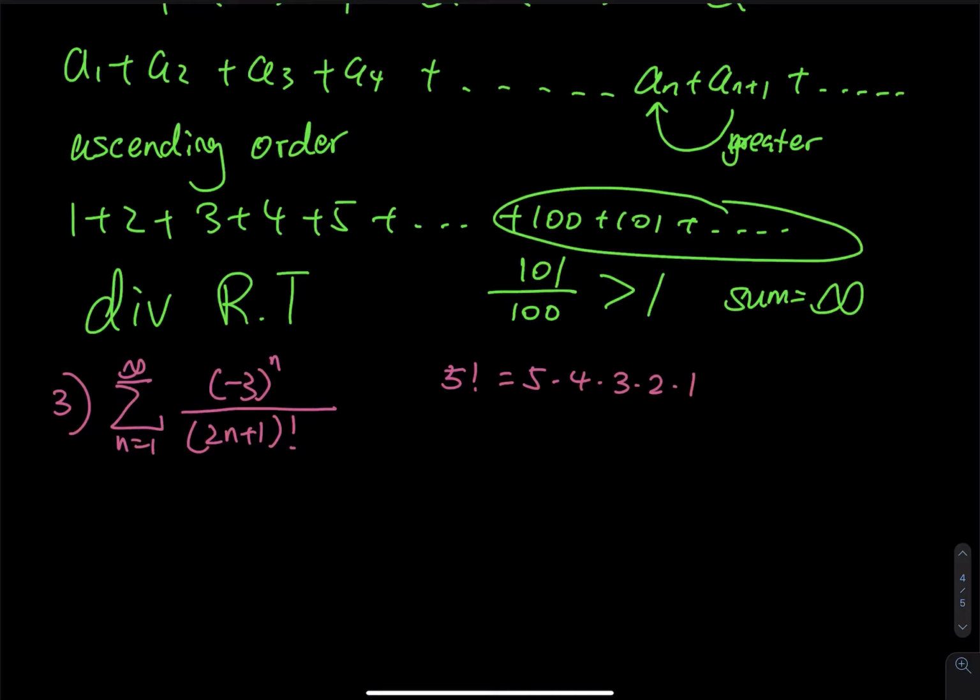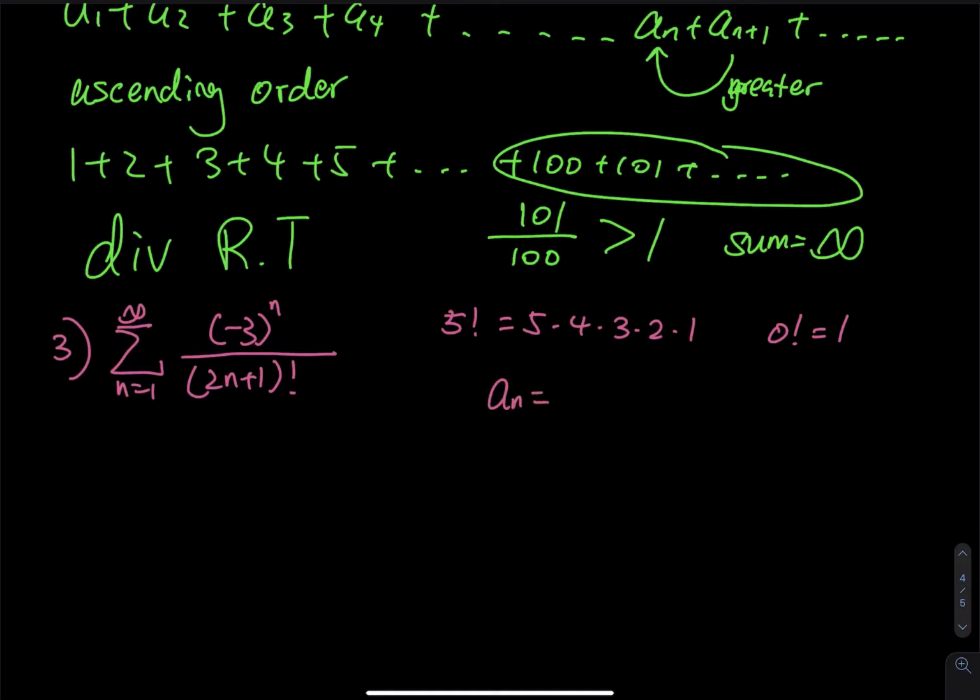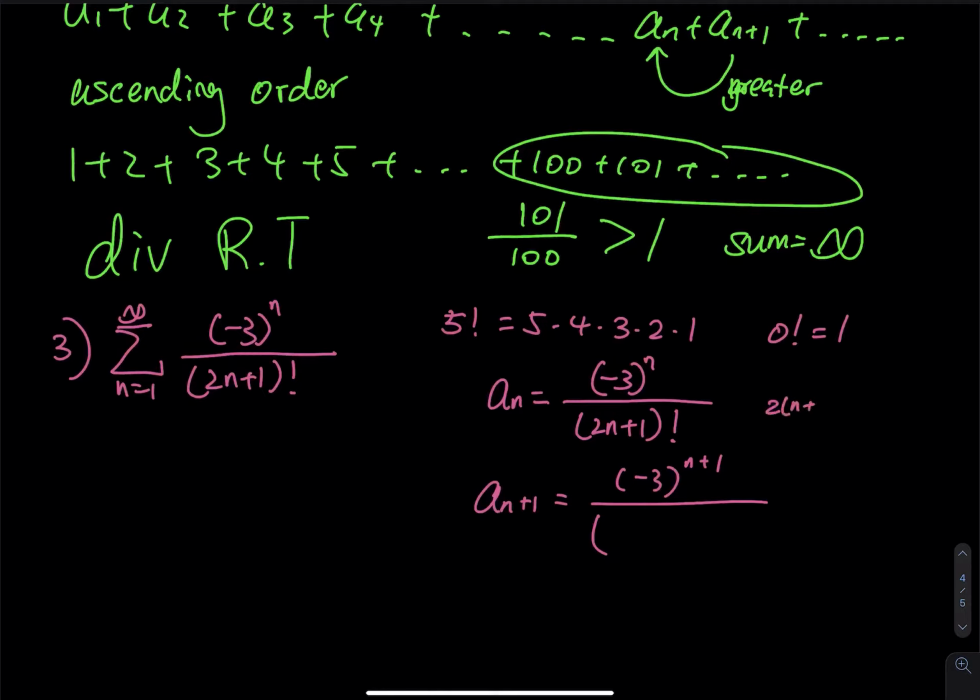And there is a special case. I don't think you will see that in this type of problem, which is 0 factorial equals 1. That is a special case. So let's identify the nth term, which is just the series: negative 3 raised to the n divided by (2n plus 1) factorial, and then the next term, n plus 1, so that is negative 3 raised to n plus 1 divided by 2n plus 1, that is 2n plus 2, and then you add 1 to it, so that will be (2n plus 3) factorial.